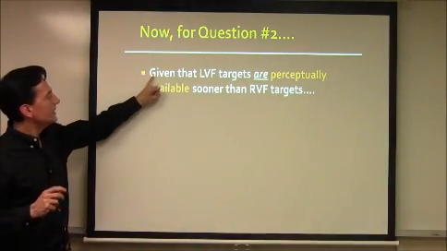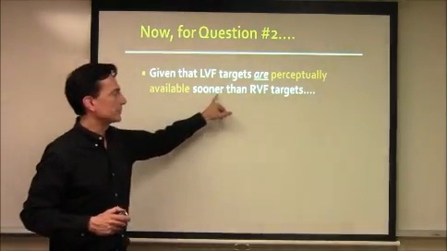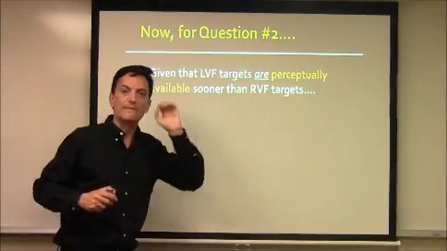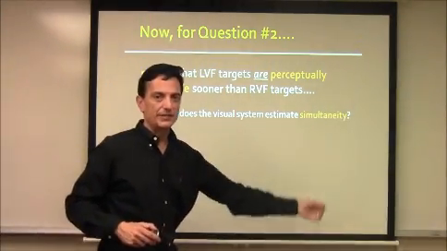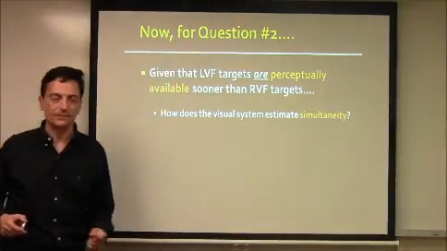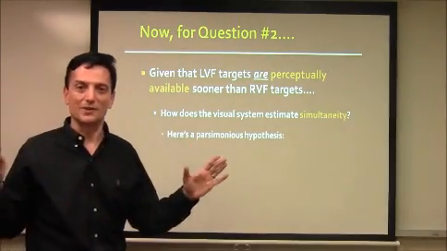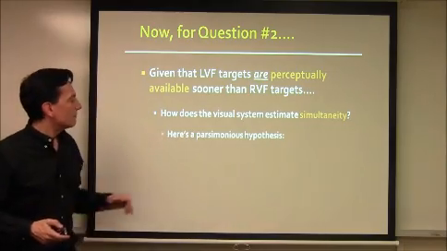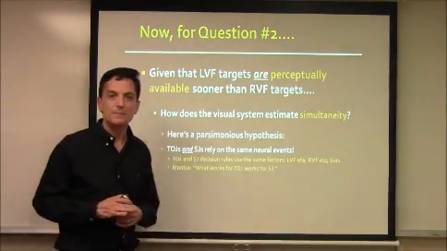And just to remind you, we can say that given that the LVF targets are perceptually available sooner than RVF targets, okay, that's what we found in experiment 1, how does this visual system estimate simultaneity? That's an interesting question. Okay? All right, so there are different kinds of hypotheses. We'll start out with the simplest one. Okay? Our most parsimonious hypothesis would be that TOJs and SJs rely on the same neural events.